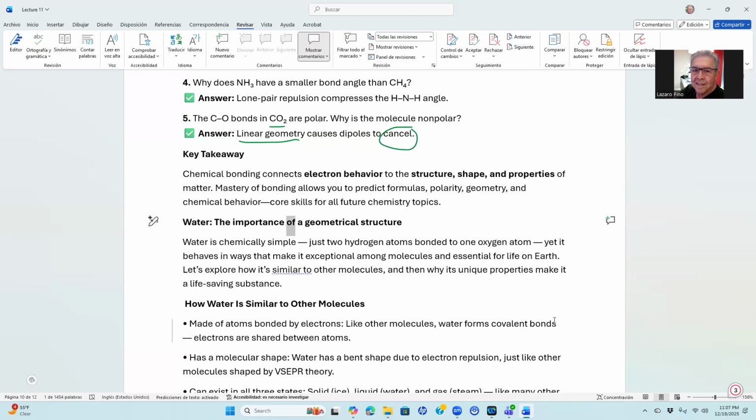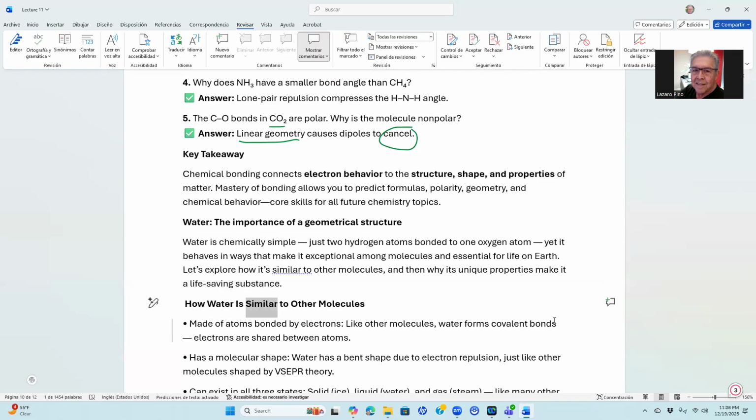Water, the importance of a geometrical structure. Water is chemically simple, just two hydrogen atoms bonded to one oxygen atom, yet it behaves in ways that make it exceptional among molecules and essential for life on Earth. Let's explore how it's similar to other molecules, and then why its unique properties make it a life-saving substance.